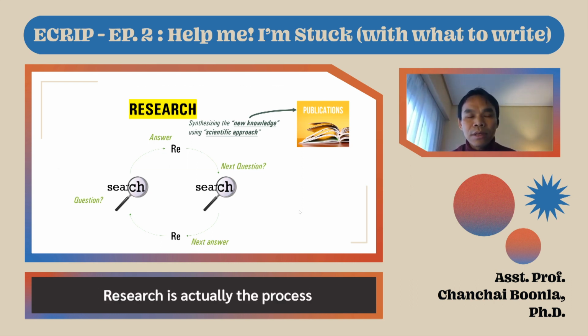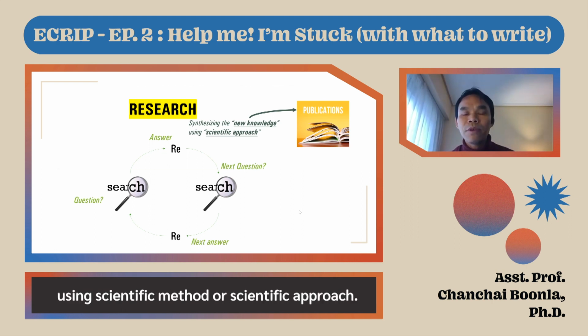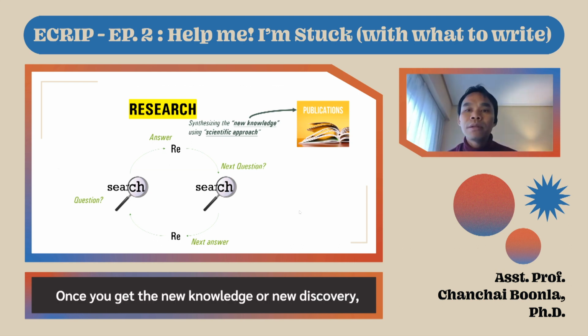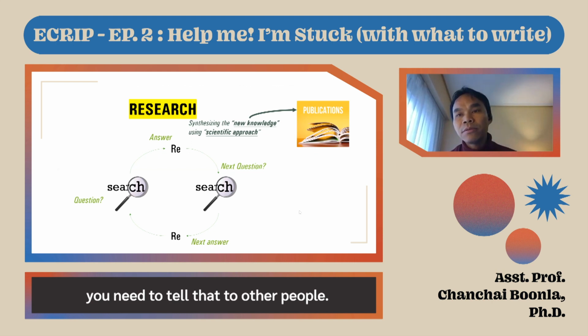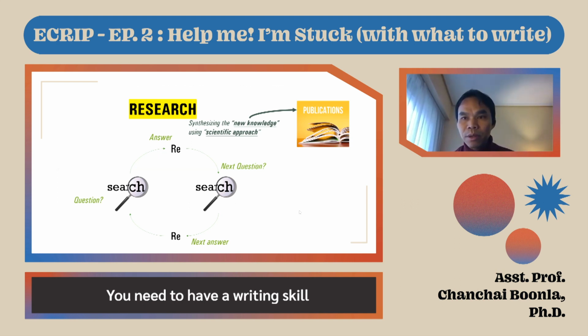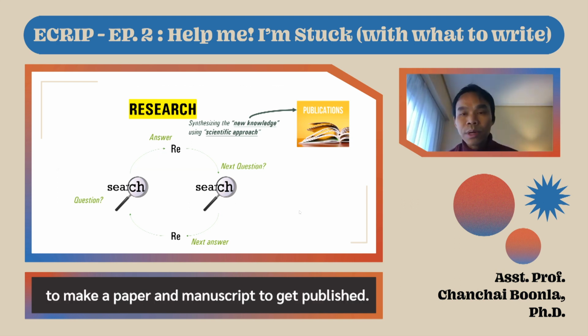So research is actually the process of synthesizing new knowledge using a scientific method or scientific approach. And once you get the new knowledge and your discovery, you need to tell that to other people. That process is called publication. You need to have writing skills, make a paper or manuscript, to get published.